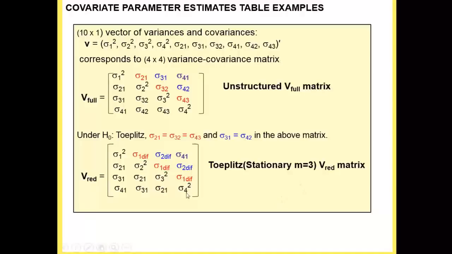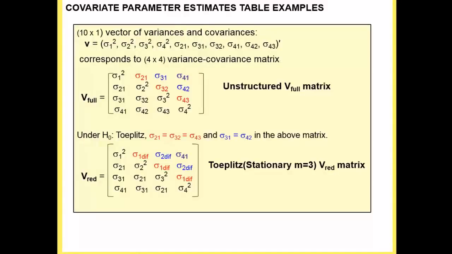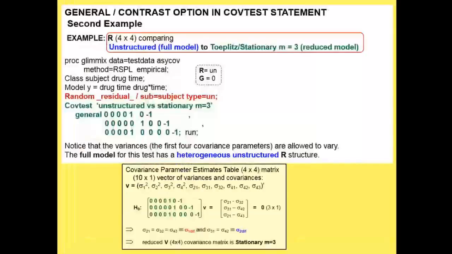And that's what you get when you write Toeplitz. So suppose I wanted to test stationarity. I start with unstructured, but I want to see if I can simplify it to stationary 3-dependent, okay? So how would I do that? Well, look at this code. Now, we're starting with unstructured.